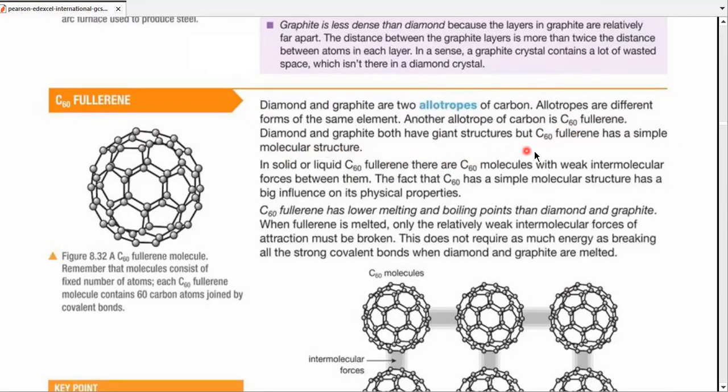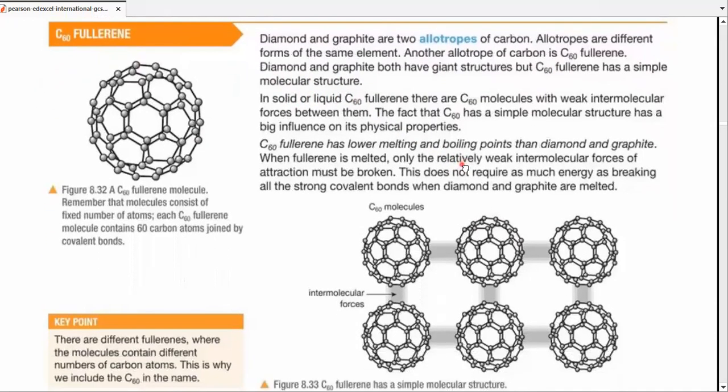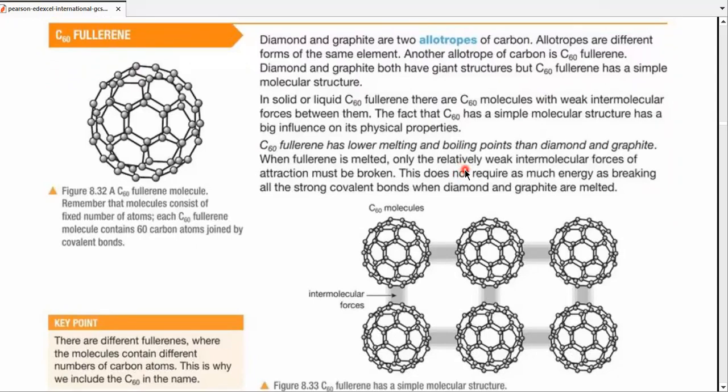Diamond and graphite both have giant structures, but C60 fullerene has a simple molecular structure only consisting of 60 carbon atoms. In solid or liquid C60 fullerene, there are carbon-60 molecules with weak intermolecular forces between them. The fact that C60 has a simple molecular structure has a big influence on its physical properties. Let's go through a few of those.